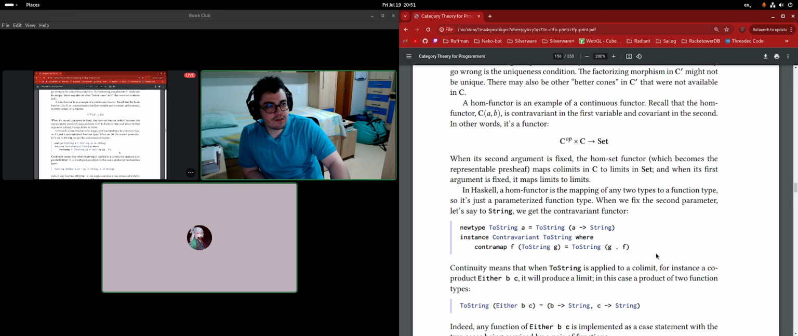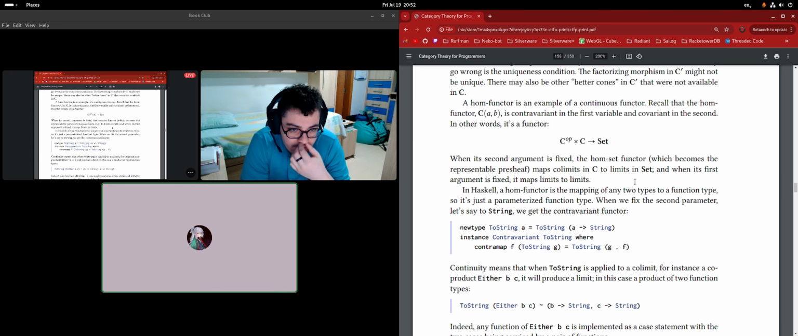Could you give me another shot? We have 2 minutes. Do you have any other way to explain this? Hmm. A home functor. Man, it's been so long, I kind of forgot what a home functor is supposed to be, actually. That's cool. It is the mapping of two types to a function type. In Haskell, a home functor is the mapping of any two types to a function type.